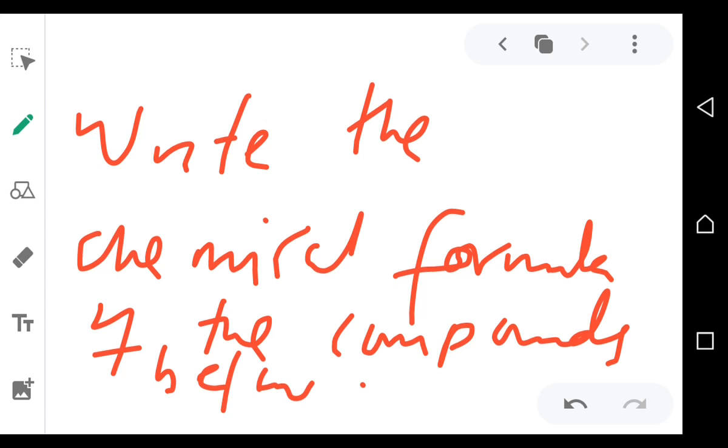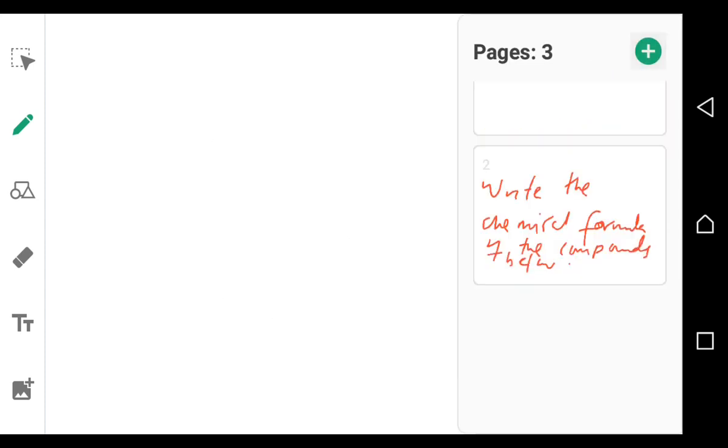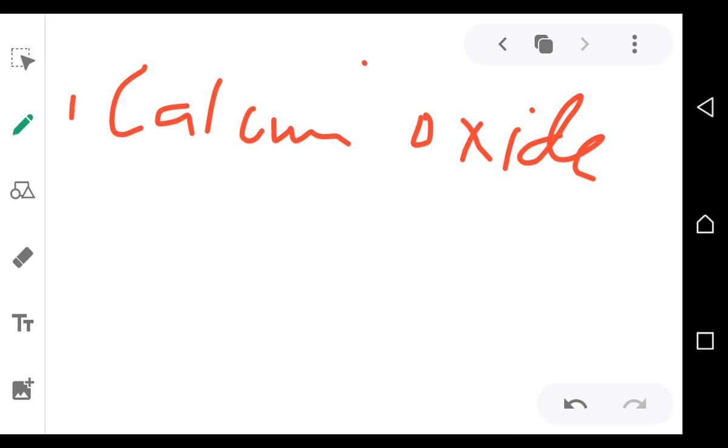Okay, so let's say we're trying to write the chemical formula for calcium oxide, right? Calcium oxide, that's the first one. You remember what I said? The first thing you should know is we should know the radicals for this. So calcium is like this. I'm just trying to help you remember.